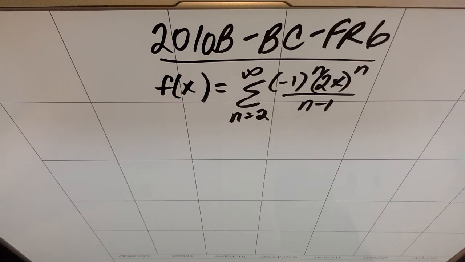Alright, we are back at AP Review. This is 2010 Form B, BC FR6. So you're given a Maclaurin series for the function f, and it converges to f on the interval of convergence that we're going to be asked to find in part A.